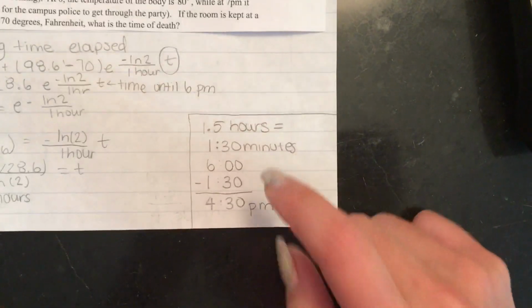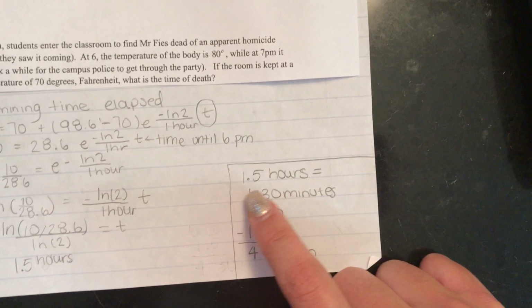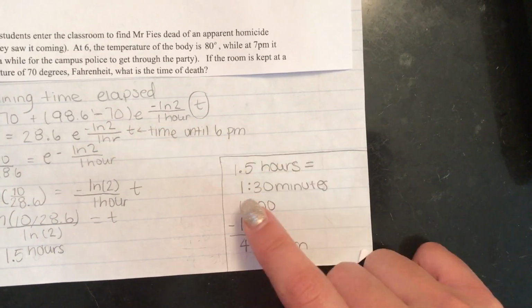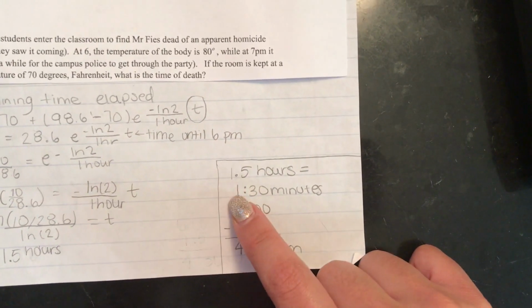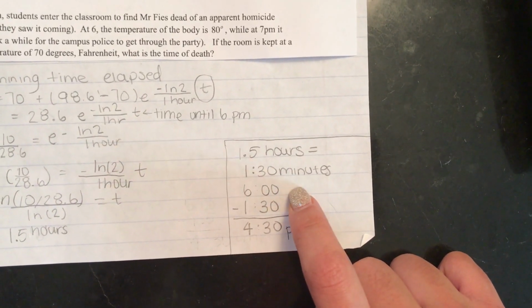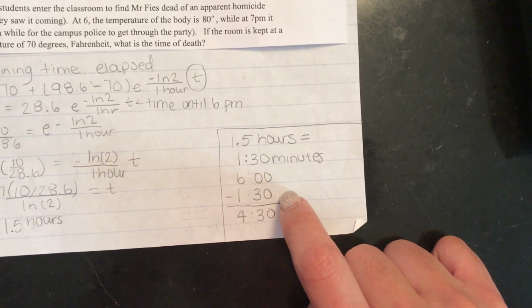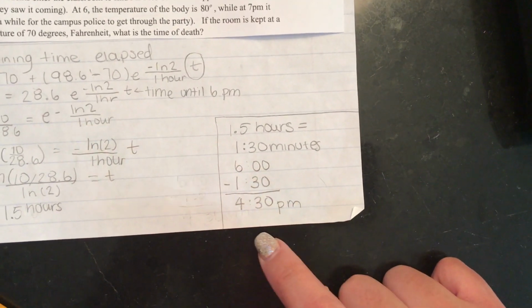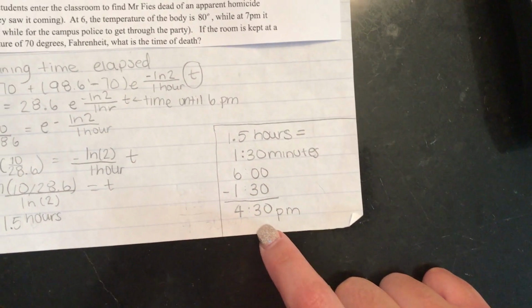Now the way I figured out when the body actually perished, if I got 1.5 hours, that is more or less 1 hour and 30 minutes. If I take 6 p.m., the time the body was found, minus 1 hour and 30 minutes, that roughly gives me 4:30 p.m.